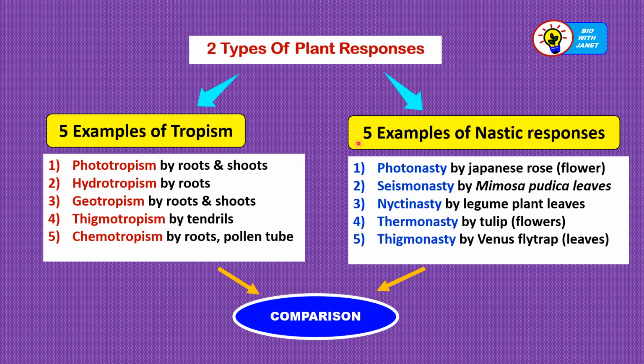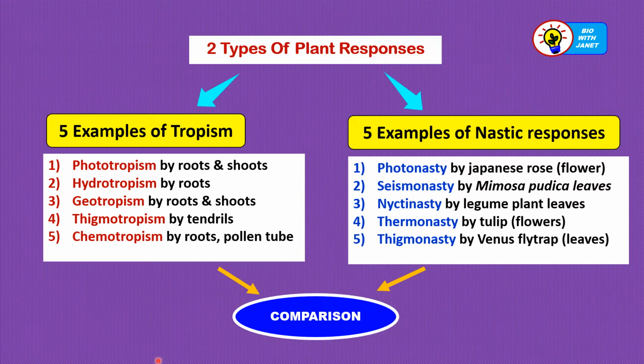Now, 5 examples of nastic responses are photonasty by the Japanese rose, a flower, seismonasty by Mimosa pudica leaves, nyctinasty by legume plant leaves, thermonasty by tulip flowers, which are flowers, thigmonasty by the Venus flytrap, which are actually modified leaves.